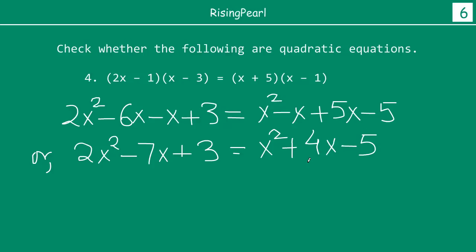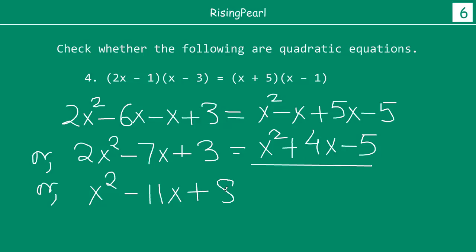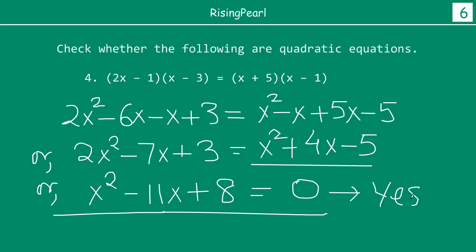minus 5. Now let's get all of these terms on the left hand side. So 2x squared minus x squared will be x squared. Minus 7x minus 4x will be minus 11x. Remember, as these terms come on the left side, the sign changes. And minus 5 will become plus 5. 5 plus 3 plus 5 will be 8. And we will be left with 0 on the right hand side. And this is again, yes, a quadratic equation.